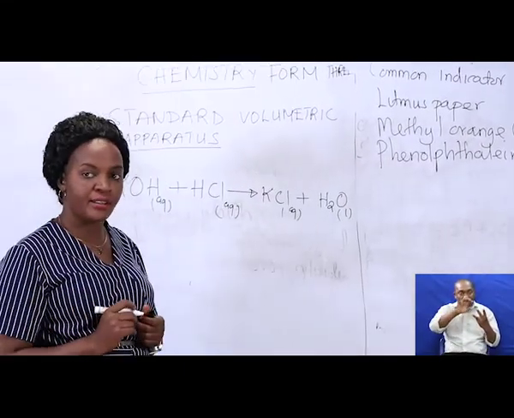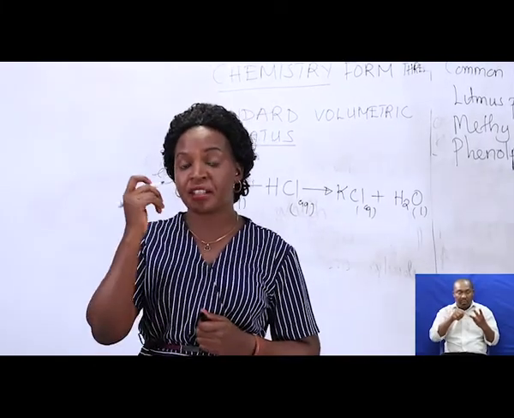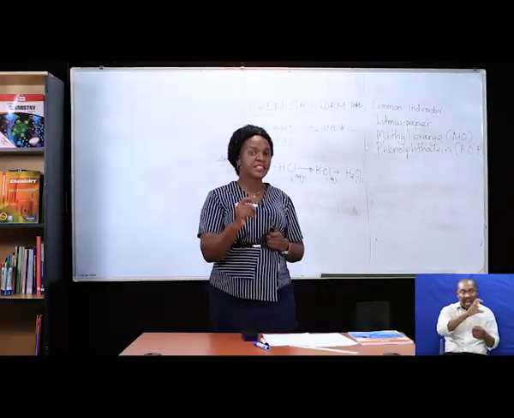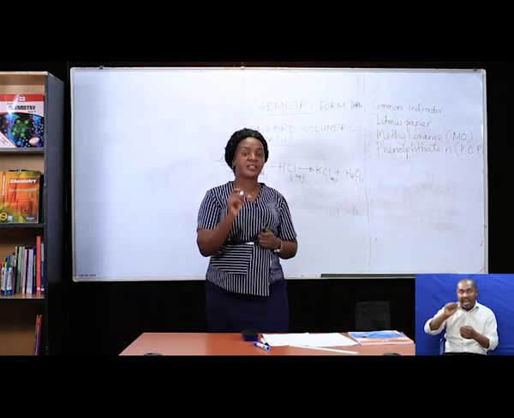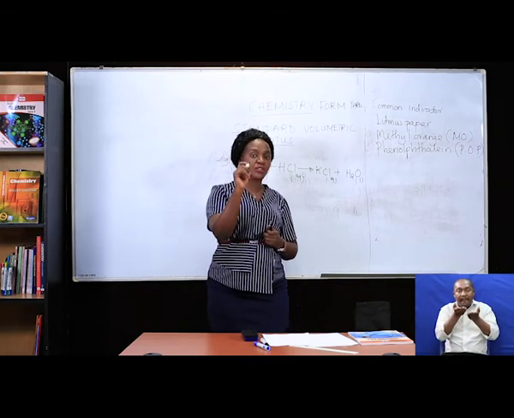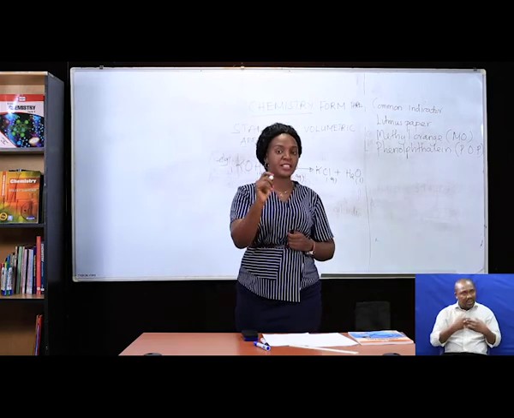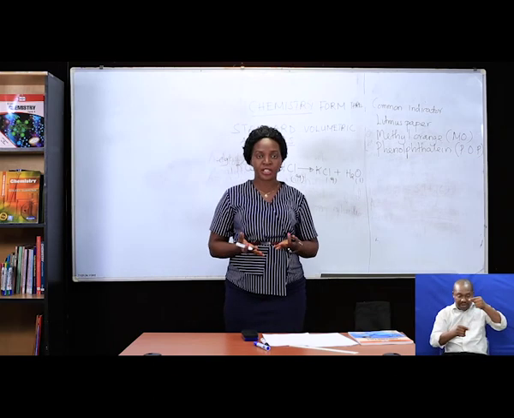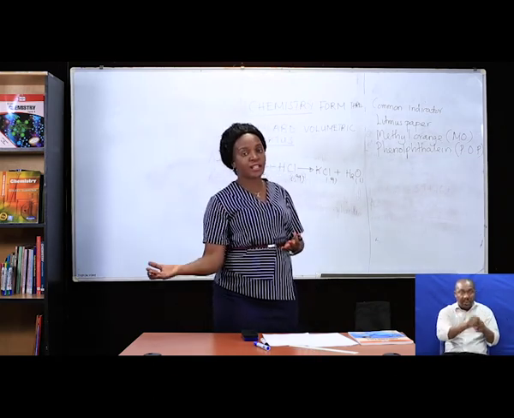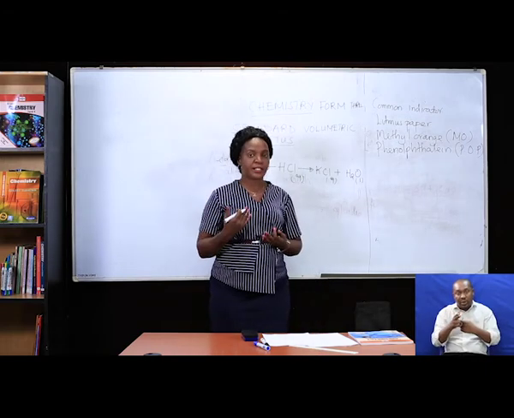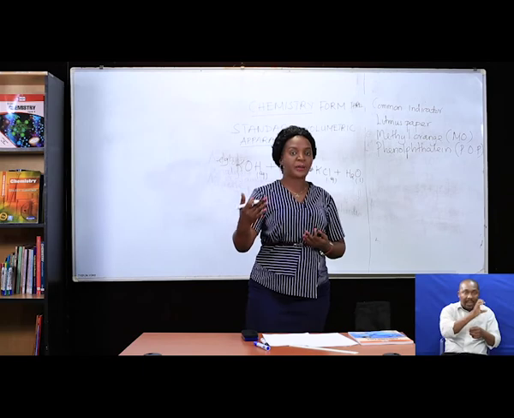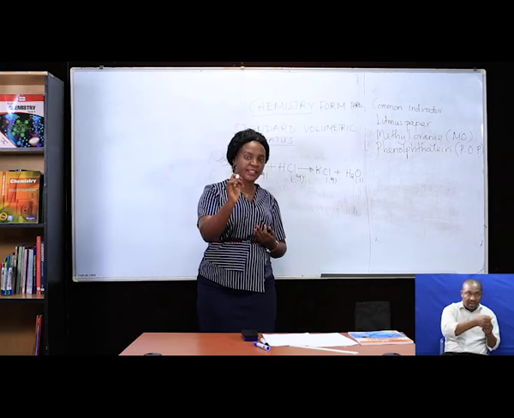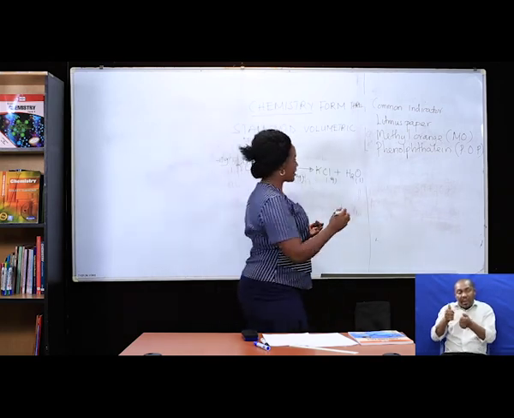The question is why? Litmus paper is used to identify whether the solution is in an acidic medium or a basic medium. But it cannot be used in the titration process because it is not going to change and give us the actual value. That is why litmus paper is not recommended during titration. But if I have two solutions and I want to identify which one is an acid and which one is a base, I will use litmus paper. But when it comes to titration, I'm going to use either methyl orange or phenolphthalein depending on the strength of the acid and base.